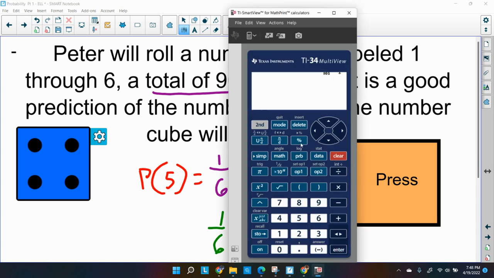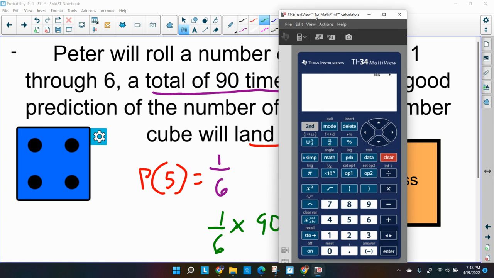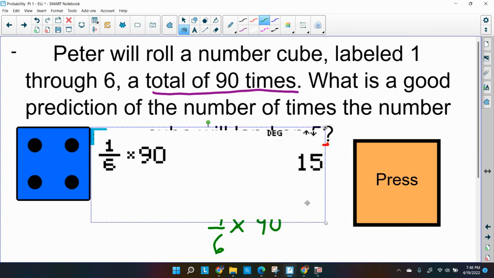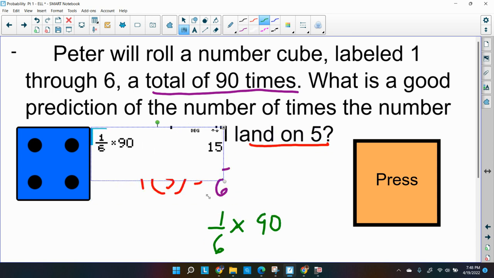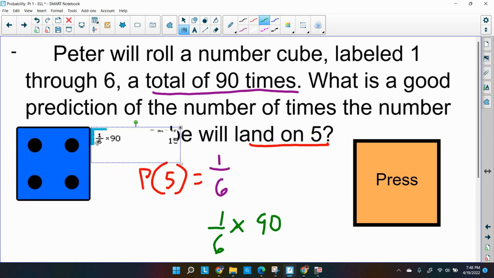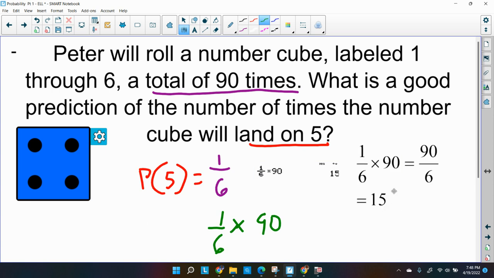So let's clear this out. Move this over just a little bit, Dr. Rob. 1/6 times 90. And that'll give us a reasonable theoretical answer of 15. So he should get 15 5s. So I would say 15. That's the amount of times he would land on it. And there it is. 15. So he should do it.